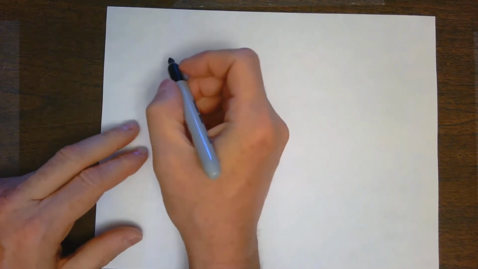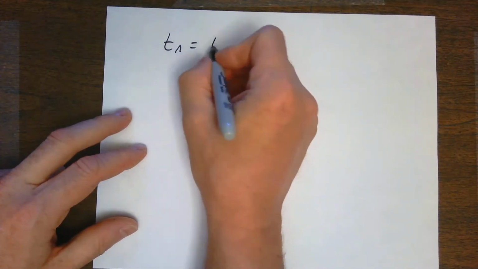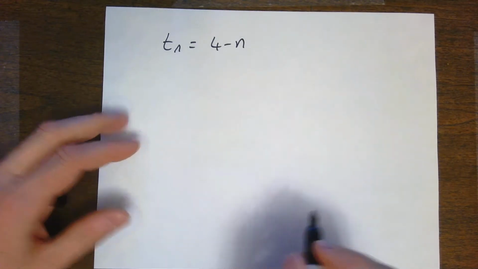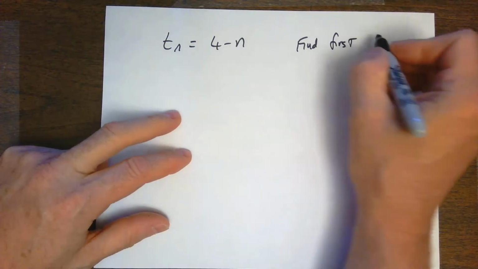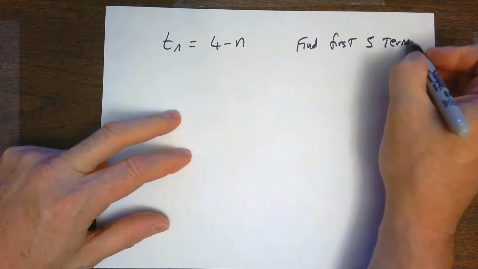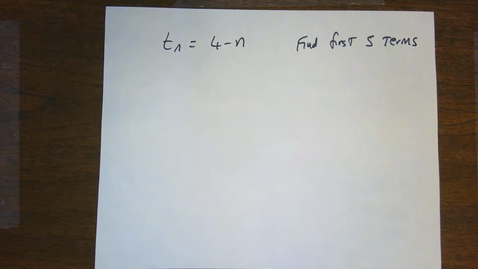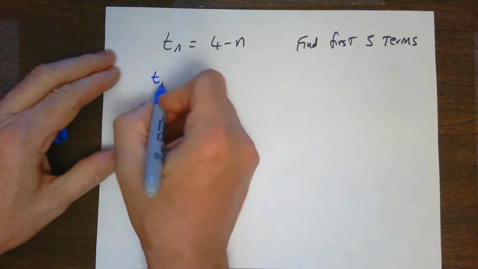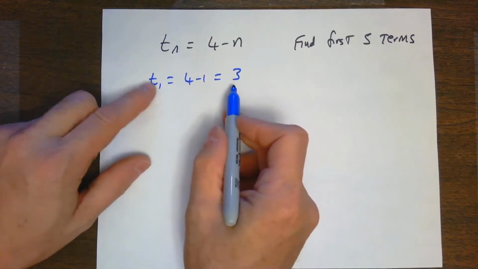For example, if I have t sub n is defined as 4 minus n, and I want to find the first 5 terms. So we've done this before, but now after we find the first 5, I want to know, is this arithmetic, and what's the common difference? All right, so t sub 1, 4 minus 1 would be 3. There's my first term.